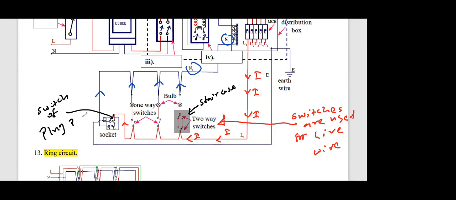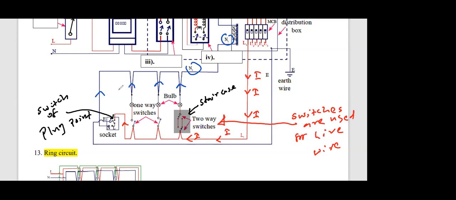Even in the plug point or the lamps, the switch is used before that. So from where the current is coming, that is for safety. Otherwise, what happens, even if you switch it off, you can get electrocuted. So this is how it happens.